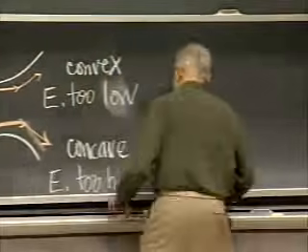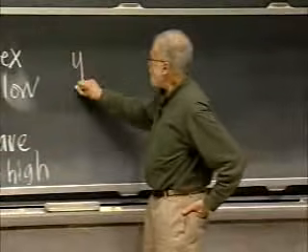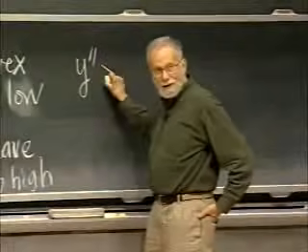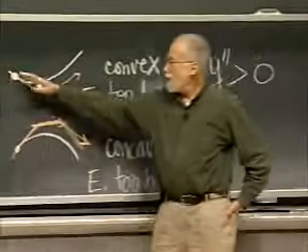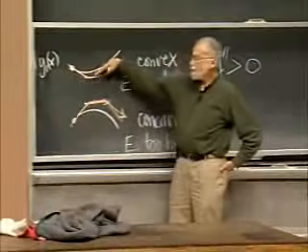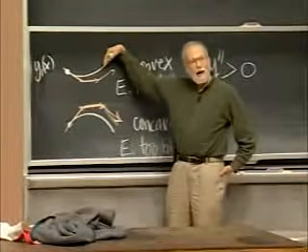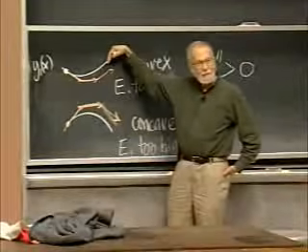Back to calculus. Calculus to the rescue. When is a curve convex? A curve is convex if its second derivative is positive, because to be convex means the first derivative is increasing all the time, and therefore the second derivative, which is the derivative of the first derivative, should be positive.